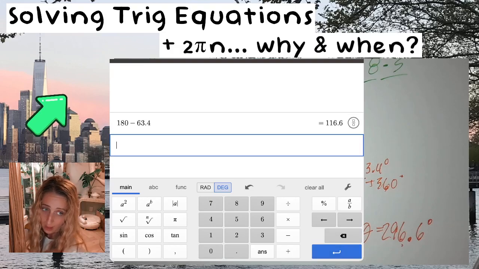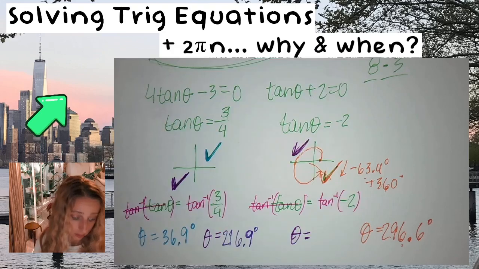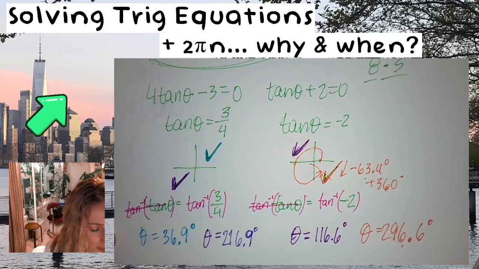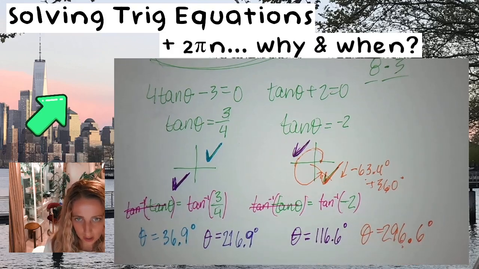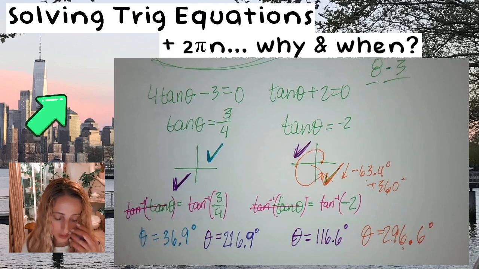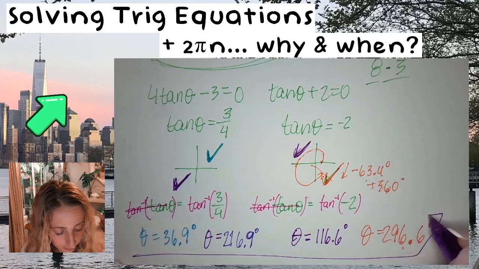116.6, and that right there is my quadrant 2 answer, and tan is negative there, 116.6 degrees. Now if you wanted to check, if I took the tan of this or this, I should get -2, and if I took the tan of this or this, I should be getting 3/4. Obviously, I'm rounding, so the 3/4, which is 0.75, might be slightly off, and the -2 might be slightly off, like -1.9999 or 2.01, whatever. But there you go. There's your 4 answers.